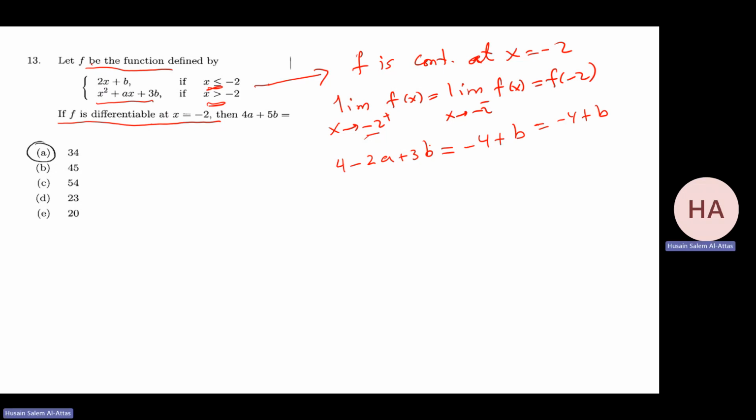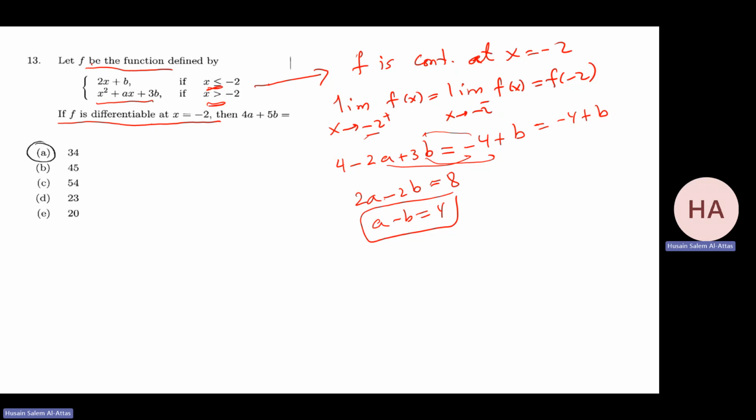So just rearrange it. It will be 2a. Take this to the other side, minus 2b. Take 4 to the other side, equal to 8. Correct? I took the 2a, I took the b, I took the minus 1. Minus 4 here, this one there. So 2a minus 2b equals 8. So a minus b equals 4. This is the first equation.